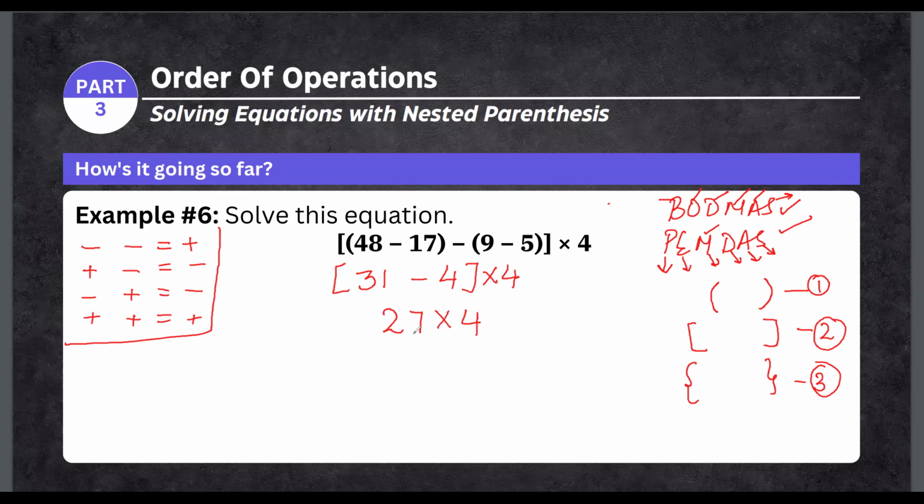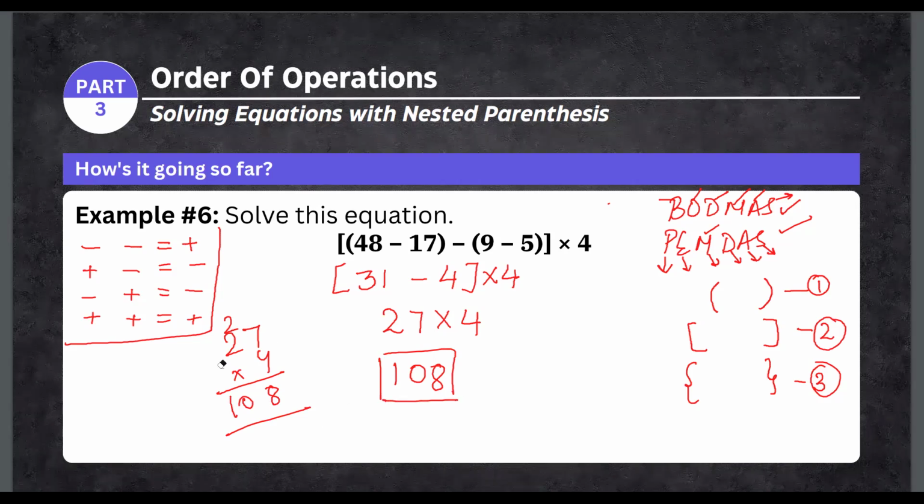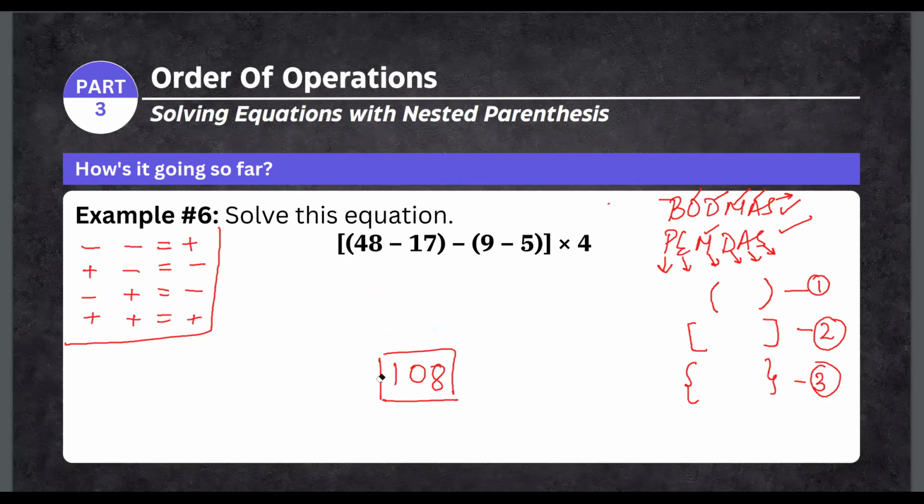Now, when we multiply them, what will we get? 7 times 4 is 28. 4 to the 8, 9, 10. So the answer is 108. Or you can use this method. 7 times 4 is 28. 4 times 2 is 8 plus 2, 9, 10, 108. You will get the answer like this only. Okay. I hope you are getting all the concepts which I am explaining to you.